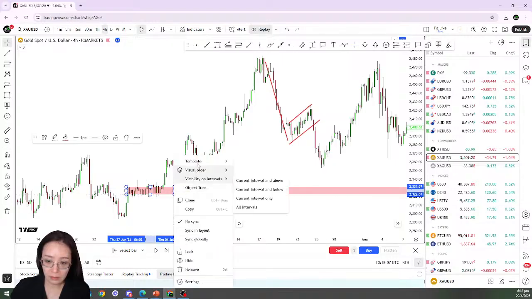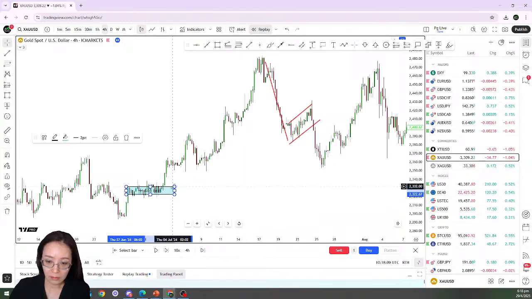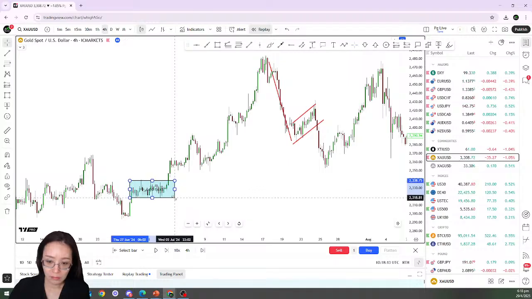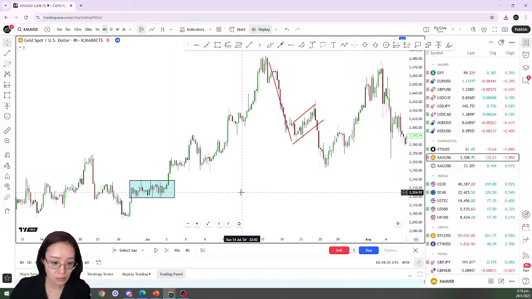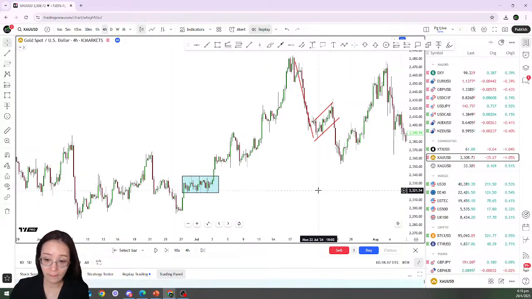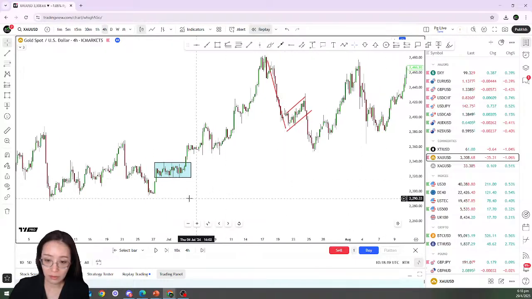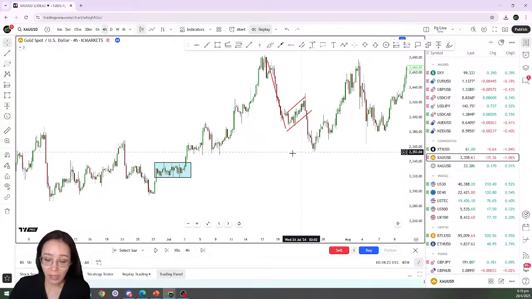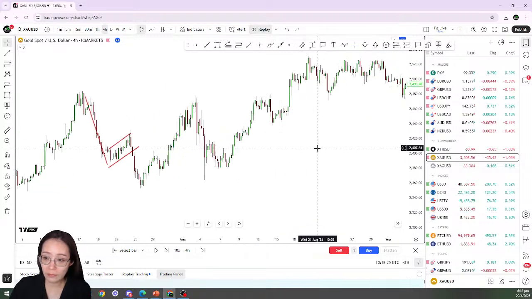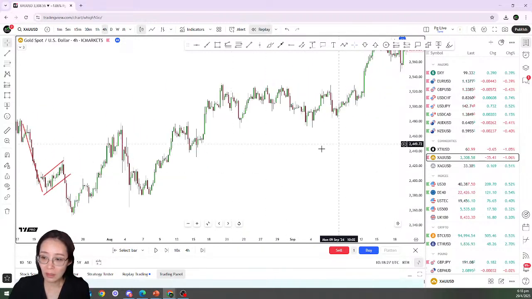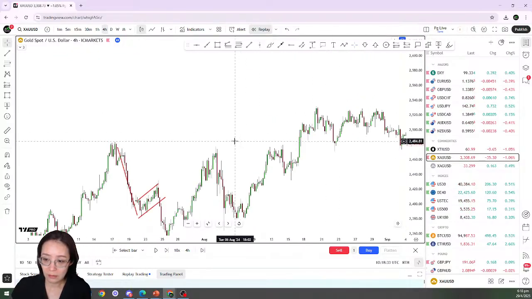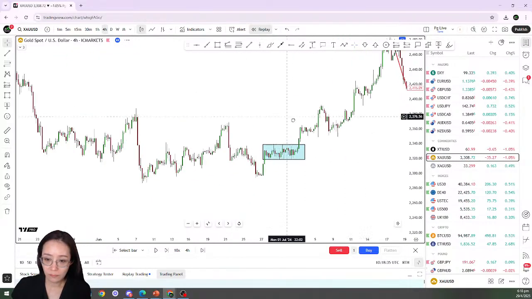Okay, here. Here. This is a rectangle, right? And then rising. Yeah, actually on gold I saw quite a lot of those chart patterns in the lower time frame, like H1.